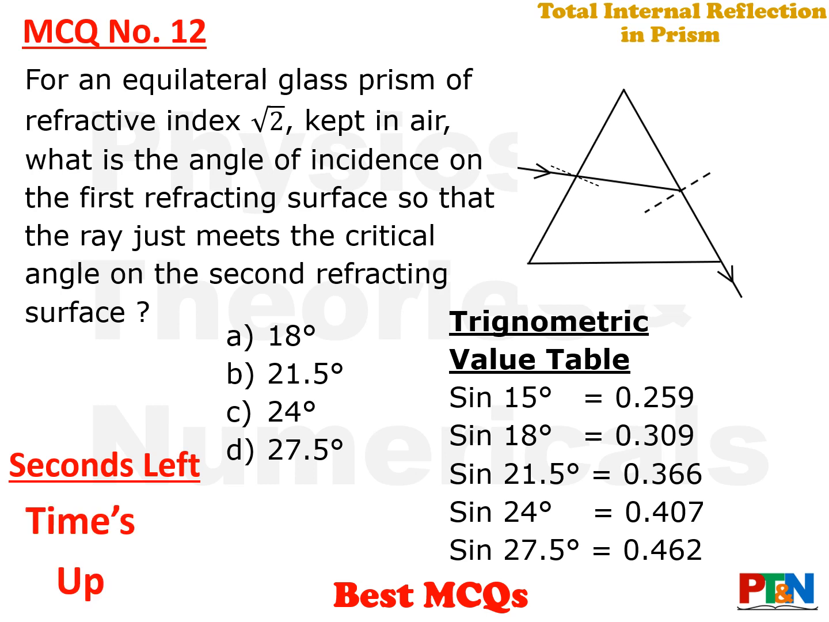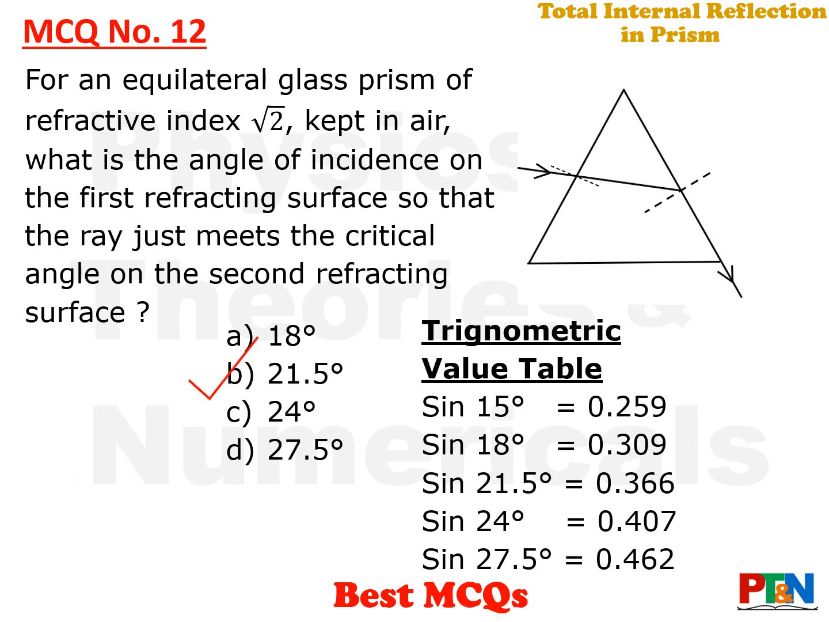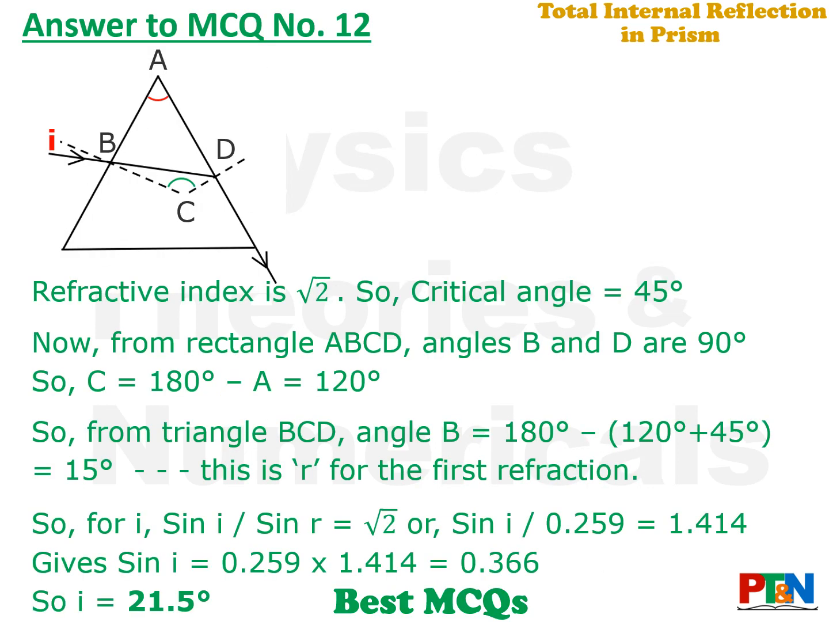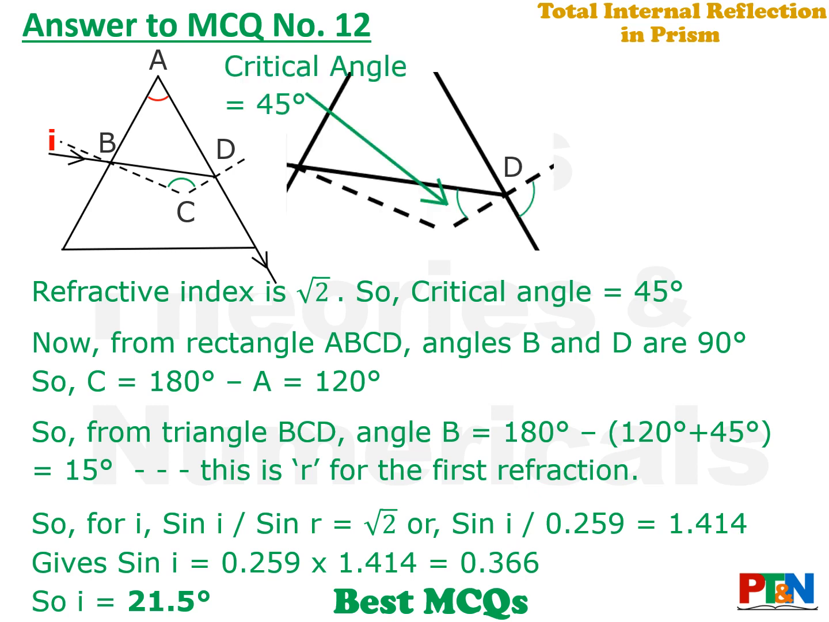Time's up. Let's see the answer. The answer is option B, that is 21.5 degree. Let's understand the calculation. Look at the diagram. What you need to find out? You need to find out the value of I. And what is given? That at point D, it is creating critical angle. So let's focus on point D first.